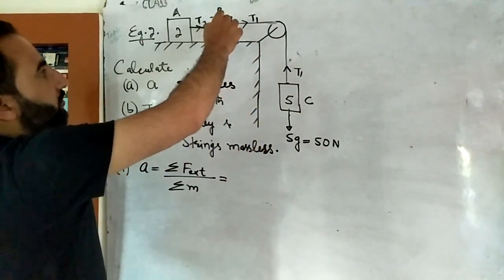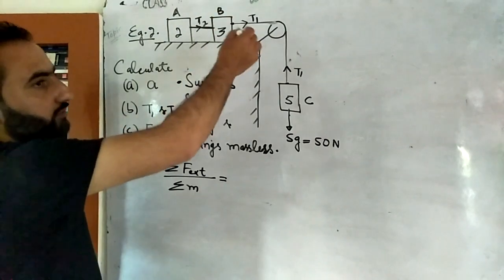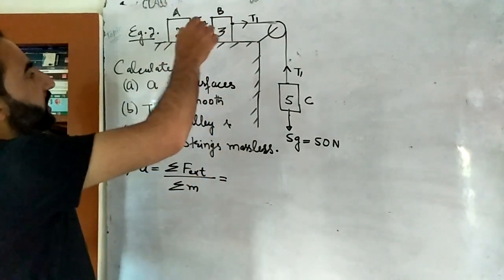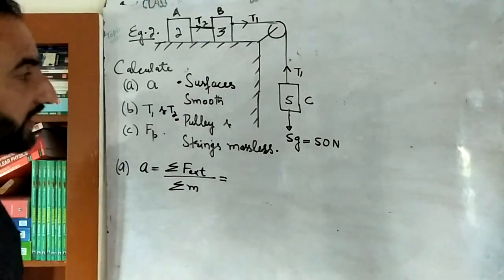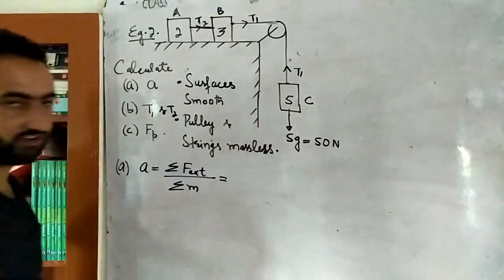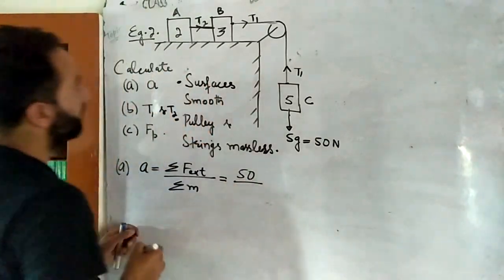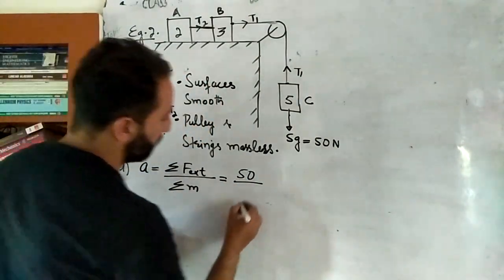Here we have normal reaction upwards, weight downwards. They are perpendicular to the acceleration, so they don't create acceleration. Normal reaction and weight of this one are again perpendicular to the acceleration, so they don't create acceleration. So there's only one force which is responsible for acceleration. That's equal to 50, divided by the summation of all the masses, that is 10. 5 plus 3 plus 2 is equal to 10.